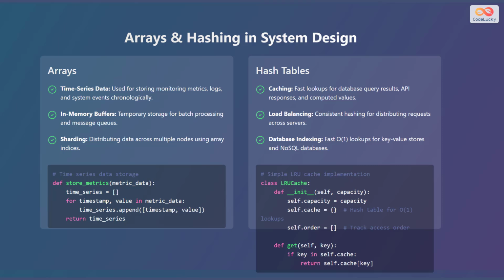Hash tables are useful in caching for fast lookups of database query results, API responses, and computed values. Hash tables help in load balancing using consistent hashing to distribute requests across servers. Hash tables are also useful in database indexing, offering fast, order-of-one lookups for key-value stores and NoSQL databases. Here's the code for a simple LRU cache implementation.